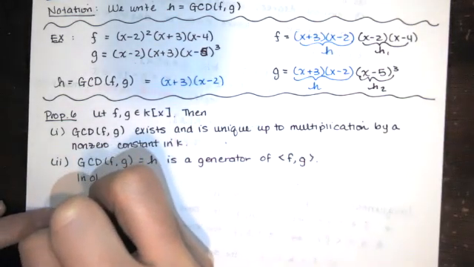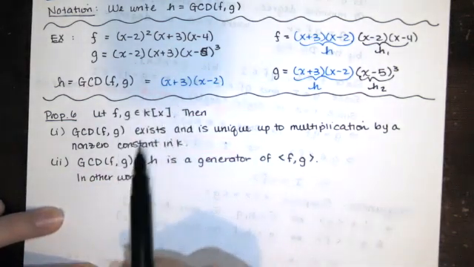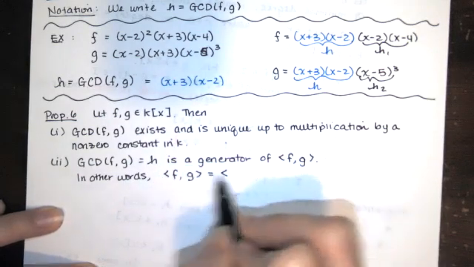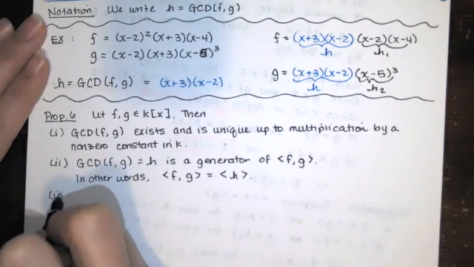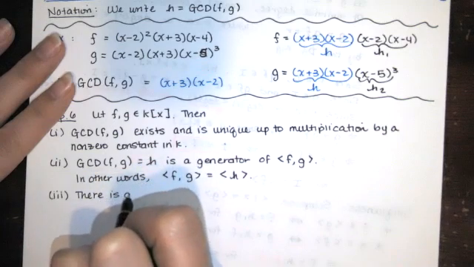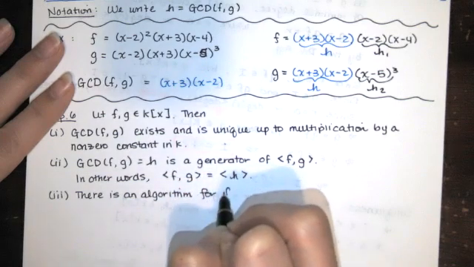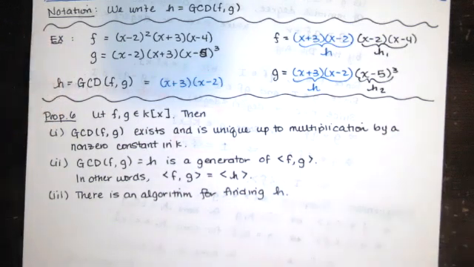In other words, this is a principal ideal domain. So every ideal can be written as an ideal generated by a single polynomial. That single polynomial is the GCD. And then the third point in this proposition is that there's an algorithm for finding this. That's called the Euclidean algorithm, and we're actually not going to do that in this video. We'll do that in the next video.